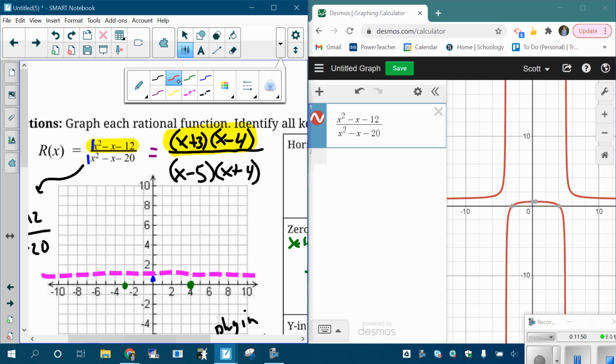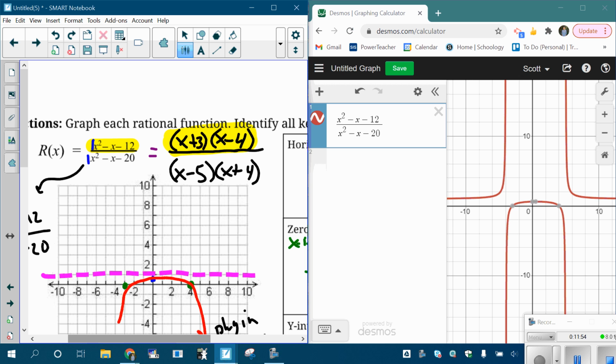Let me grab it. It goes through those points. It doesn't cross that horizontal line. And then there's this weird little like L things going on here and here. And again, once we get more features, we'll be able to get a better idea why those L's are there. It looks something like that.